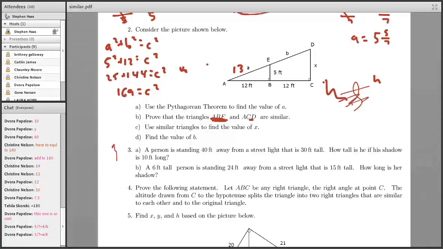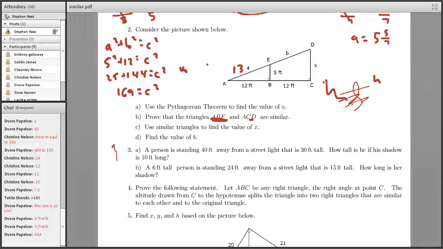All right. Prove that triangles ABE and ACD are similar. Why are they similar? Who can tell me in English why they're similar? We're not going to sit here and prove the whole thing, but why are they similar? How do we know they're similar to each other? ABE, that's the small triangle, and ACD, which is the big triangle. Why are they similar to each other?